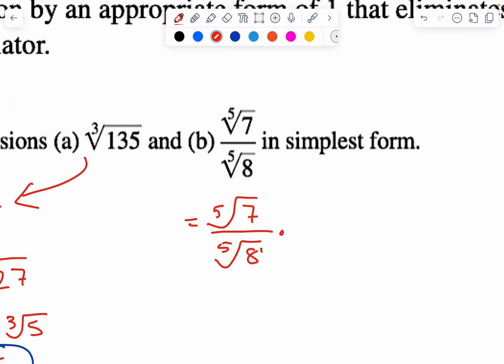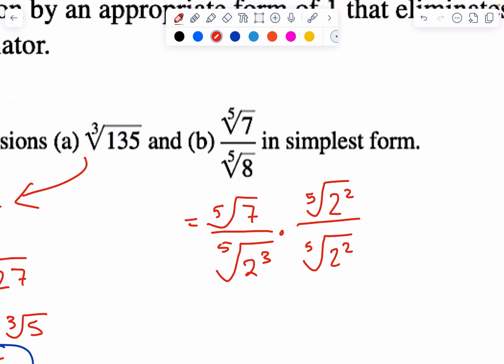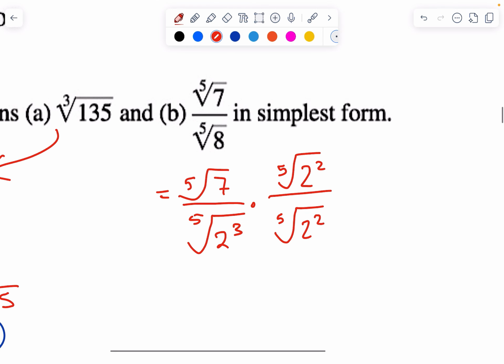I can take 8 and rewrite it as 2 cubed. Why? Because 2 cubed is 8. So now I have 3 2's in the denominator. How many more would I need to get a power of 5? I would need 2 more. So I'm going to choose to multiply this fraction by the 5th root of 2 squared, okay? Why? Because it's just better to work with smaller numbers. 8 to the 4th is some ridiculously large number, and I just rather wouldn't.